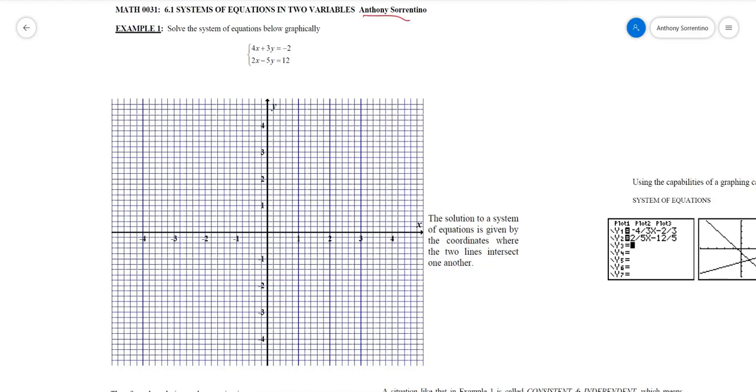I'm doing another one of these videos for our Math 31 course. And this is the first section of the last chapter that this course covers, 6.1 Systems of Equations in Two Variables. When you deal with situations like this, essentially what we're looking for, when we want to solve a system of equations, as it states right here, the solution from a graphical standpoint is given by the coordinates where the two lines intersect one another.